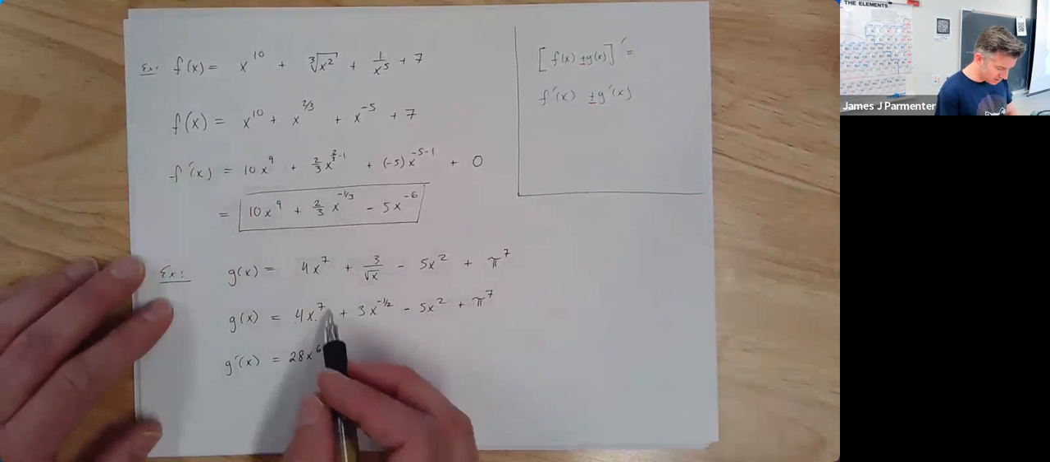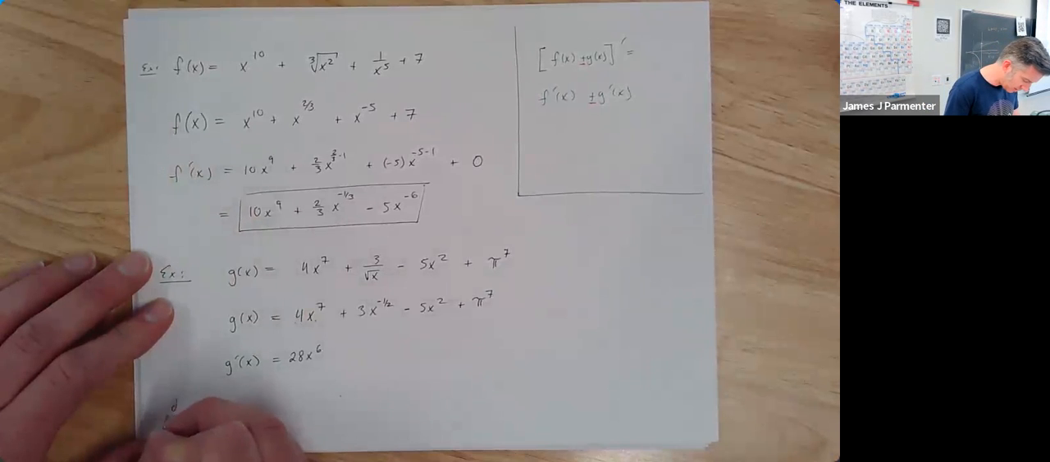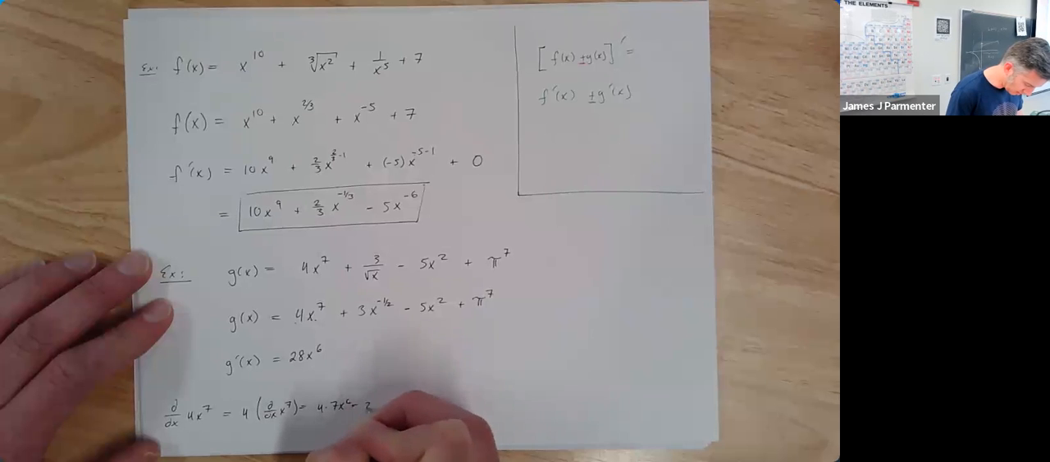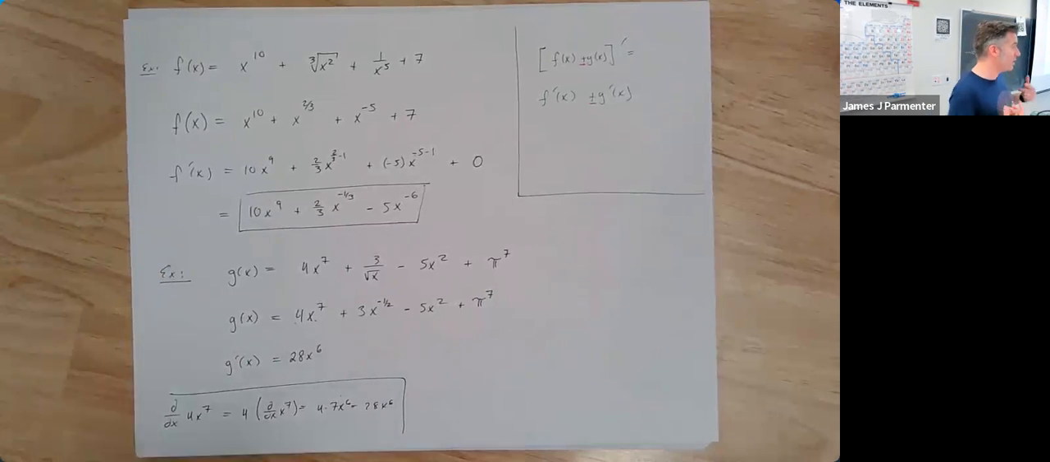Right, and 7 times 4 is 28. So really what you all just did there, even though you didn't know what you were doing, is you said the derivative of 4x to the 7th is really 4 times the derivative of x to the 7th, which is then 4 times 7x to the 6th, which is 28x to the 6th. That's a rule that we use all the time as well.